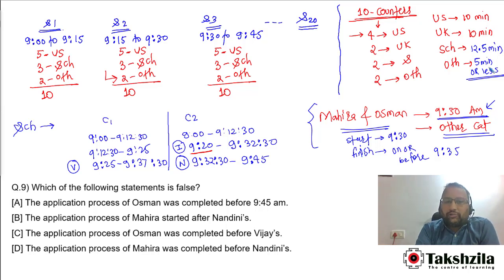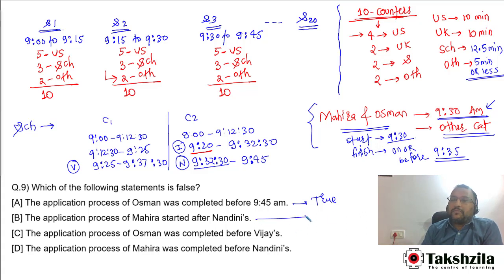So now question number 9, which of the following statements is false? The application process of Usman was completed before 9:45 am. This statement is true. The application of Usman will get completed at 9:35 or before that. Second is the application process of Mahira started after Nandini. Nandini's application started at 9:30 and Mahira's application started at 9:30. The statement says the application of Mahira started after Nandini, so we can say this statement is false.